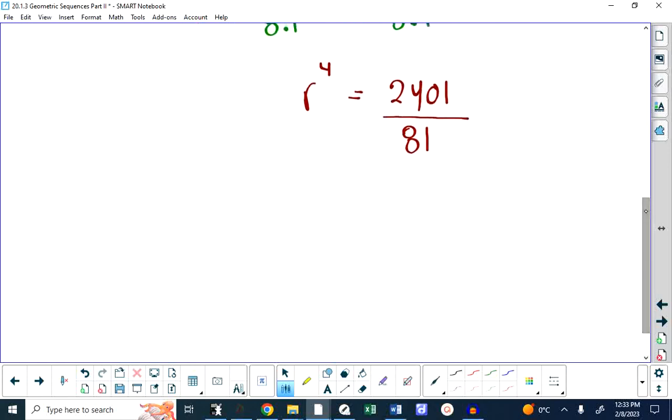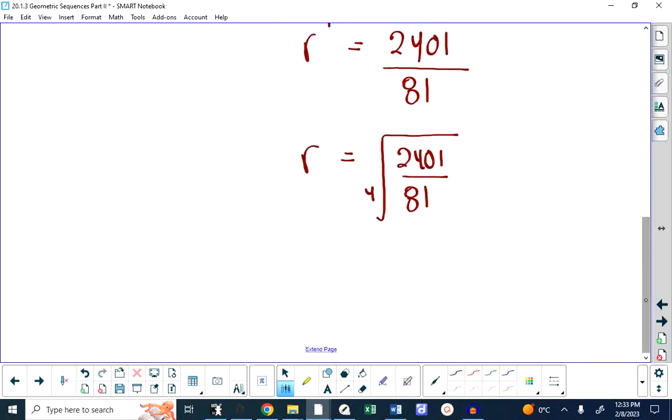Let me back up. We have to take the fourth root. R will be equal to the fourth root of 2401 over 81. And there are some things in this course. Most of high school math is very sequential. You don't need to use something unless you've learned it already. There's something you kind of need to use here that you haven't really been taught formally.